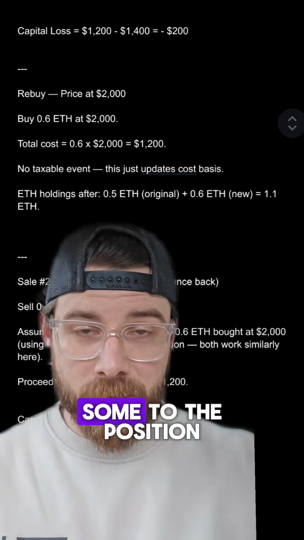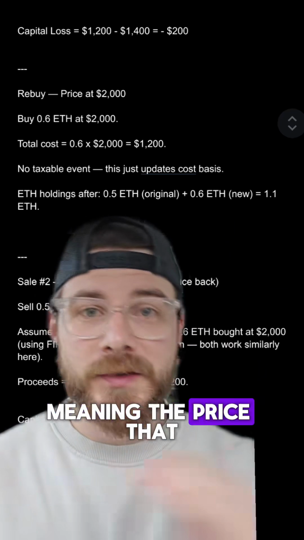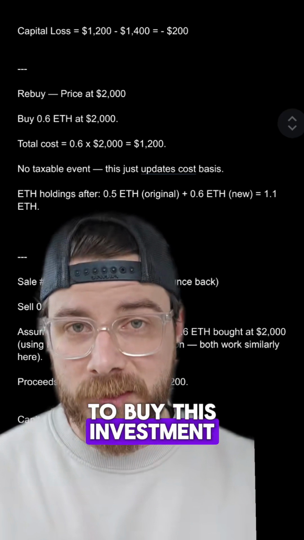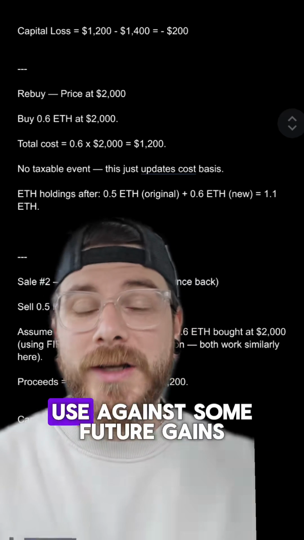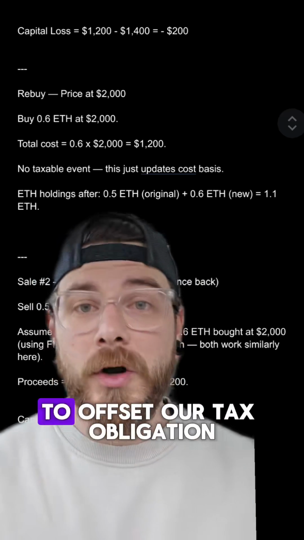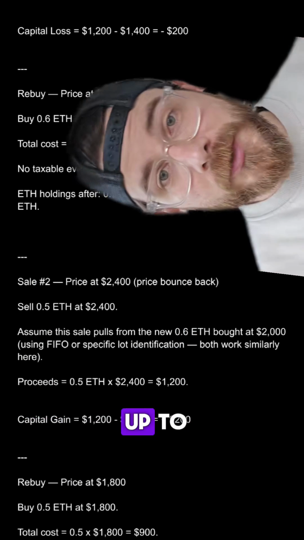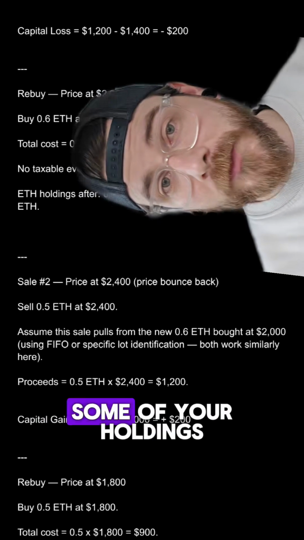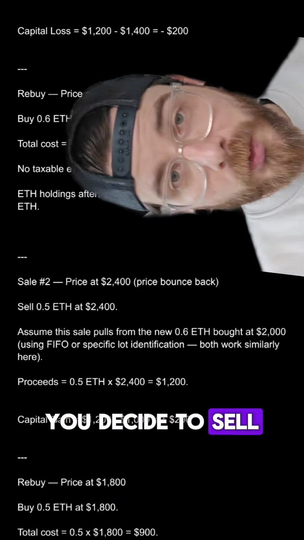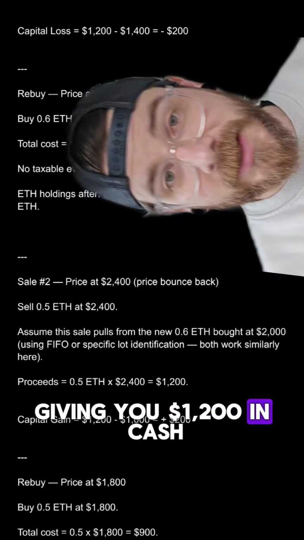So far, what we've done here is expand our position in ETH to 1.1 from 1, meaning that we've added some to the position. We've lowered the cost basis at which we acquired it, meaning the price that we paid on average to buy this investment. And we've incurred a capital loss of $200 that we can now use against some future gains to offset our tax obligation. Let's say hypothetically now the price jumps back up to $2,400 and you've decided to take some profits. So you sell again some of your holdings. You decide to sell 0.5 ETH at a price of $2,400, giving you $1,200 in cash again.